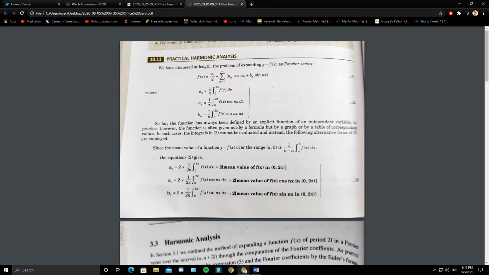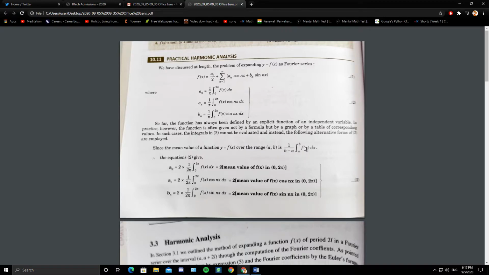Now, in harmonic analysis, since you don't know the function, you will be finding the Fourier coefficients a0, an, bn using the mean value property. So, what is that mean value property? We all know the definition of the definite integral a to b f of x dx. Integration means summation, the sum of the areas of the rectangles. If you divide the sum by the total number of values n, you will get the formula for average.